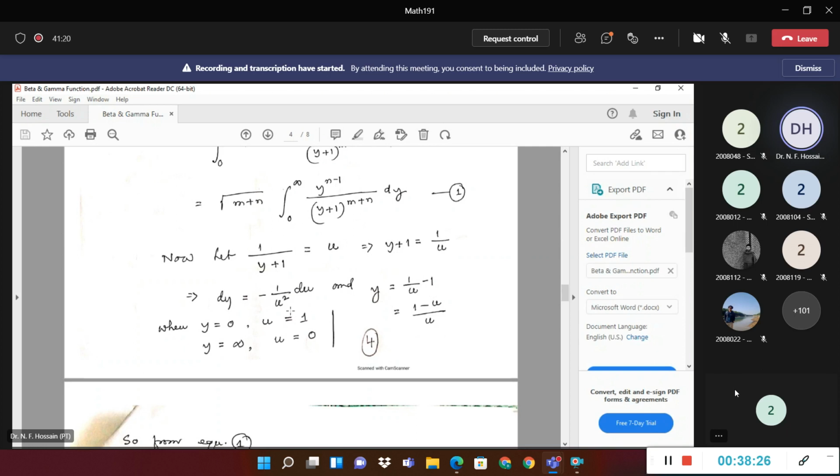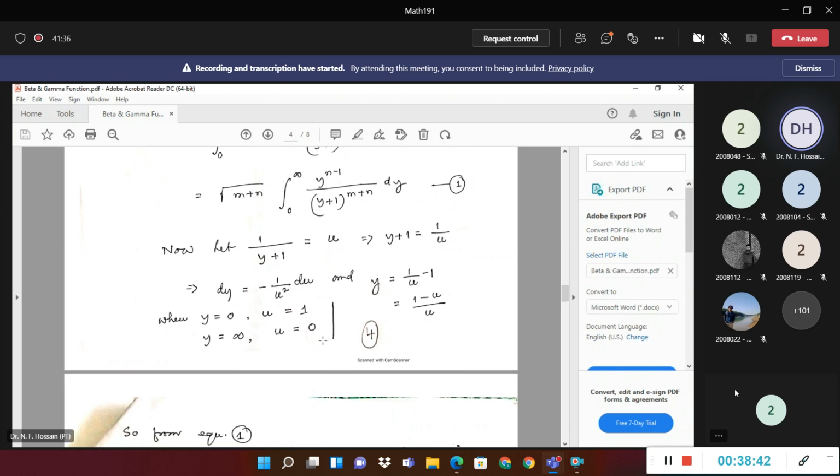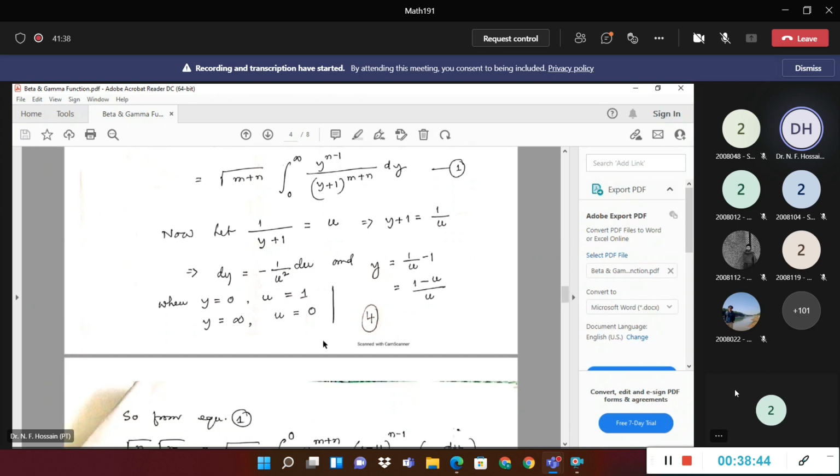Right. Now change the limits. When y equal to 0, u should be equal to 1. And when y equal to infinity, u should be equal to 1 by infinity, which means 0. So now the limit is from 1 up to 0. And dy equals minus 1 by u squared du. And 1 over y plus 1 is u.